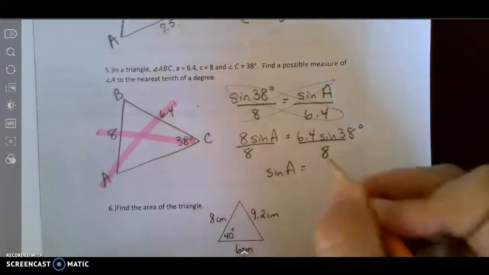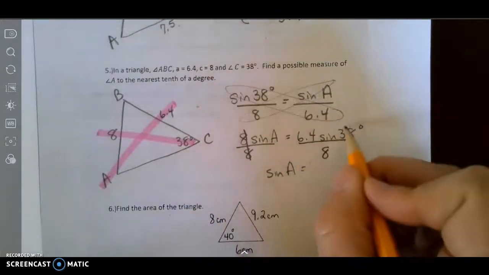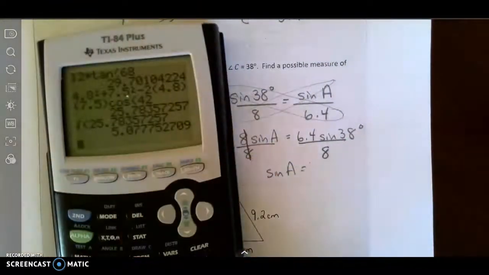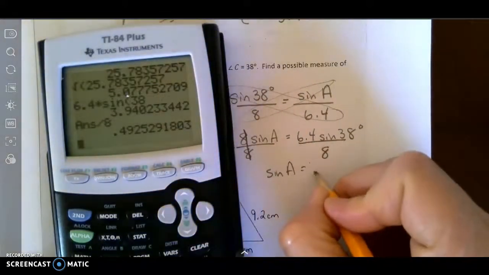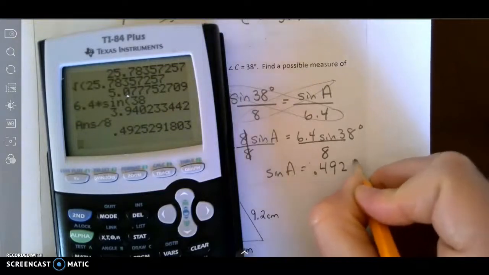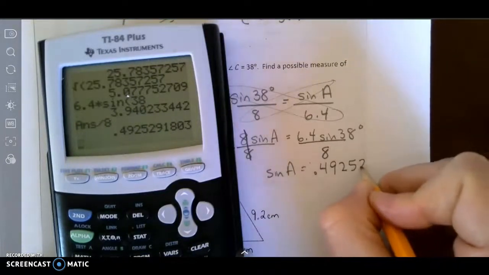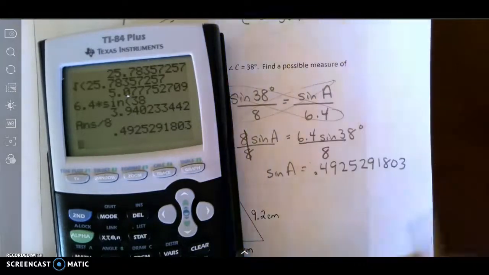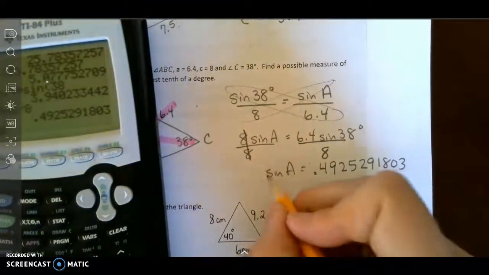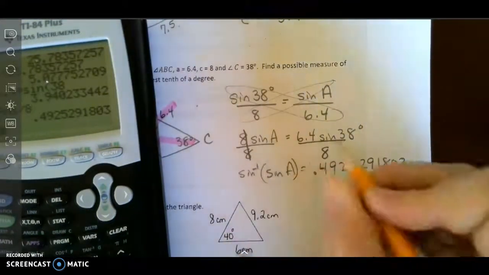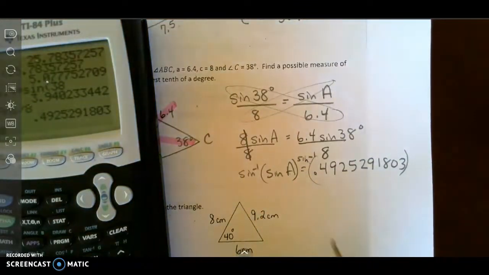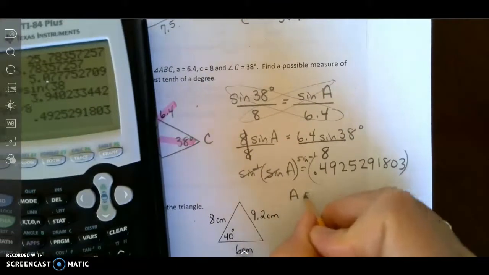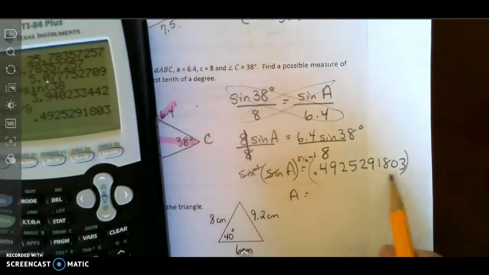Sine of A equals all of this here. Let's see what that equals. 6.4 times the sine of 38 divided by 8. And I get 0.4925291803. I'm looking for the angle, so I need to take the inverse. Anytime I'm looking for an angle, I'm going to have to use an inverse to get it. And A equals the inverse sine of all of this.